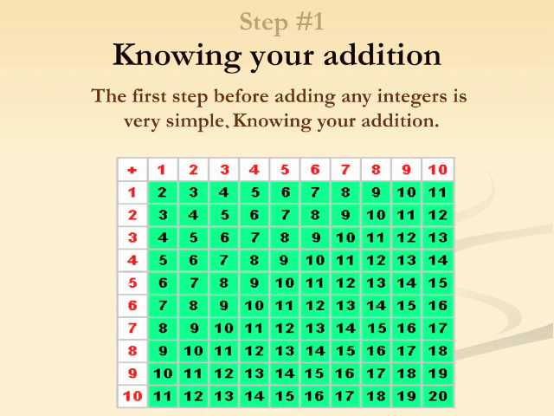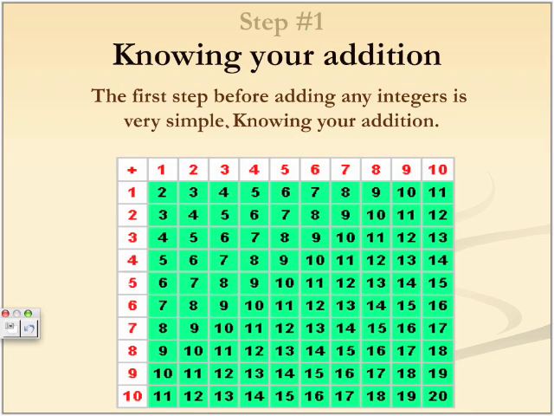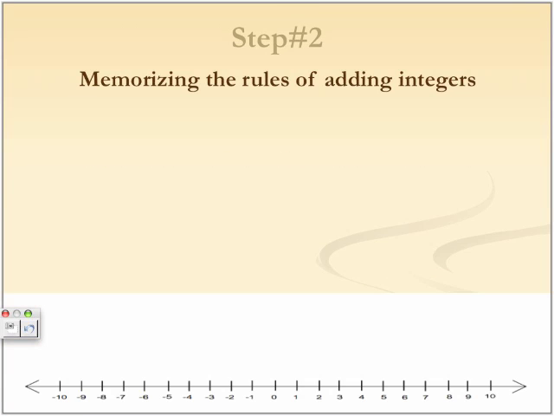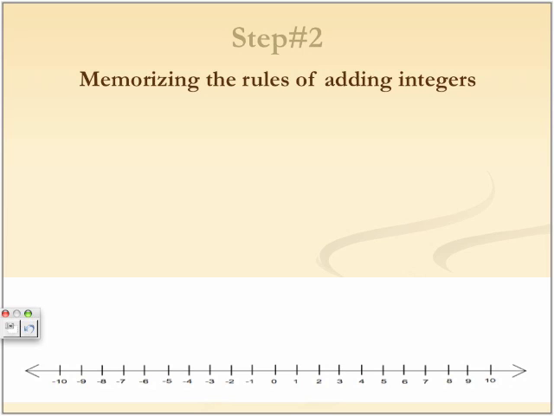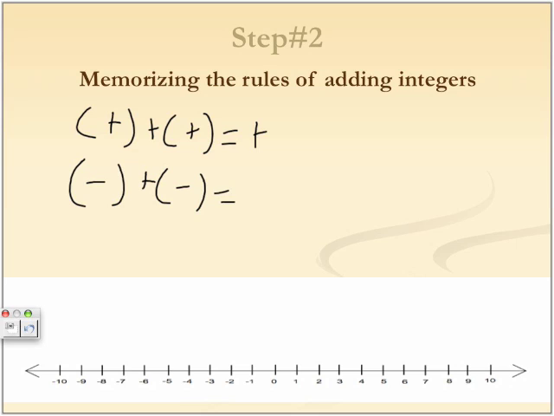So here we have an addition table. Second step, memorizing the rules of adding integers. So the first rule is a positive plus positive equals positive. A negative plus a negative equals negative.